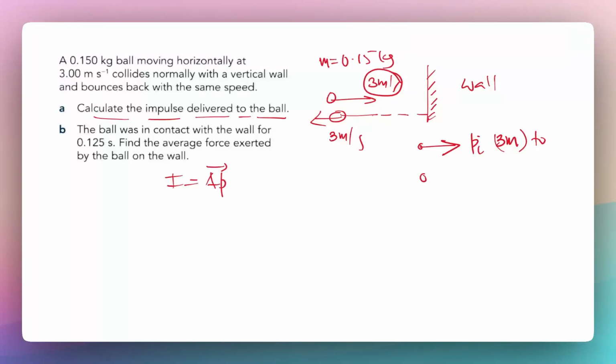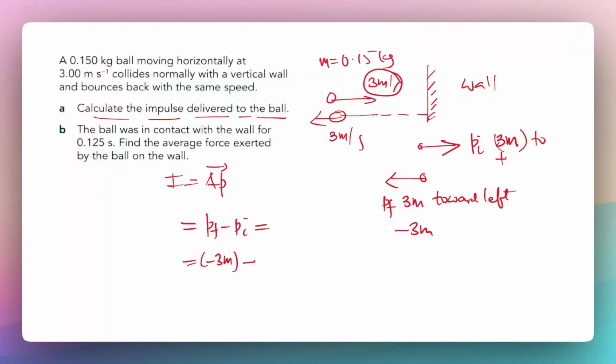And my final momentum after the collision is P final, which is 3m but towards left. So we can call it minus 3m, and we can call the initial plus 3m. So how much is the net change? Net change here is going to be P final minus P initial. So my P final is minus 3m, minus plus 3m, so the net change is going to be minus 6m.